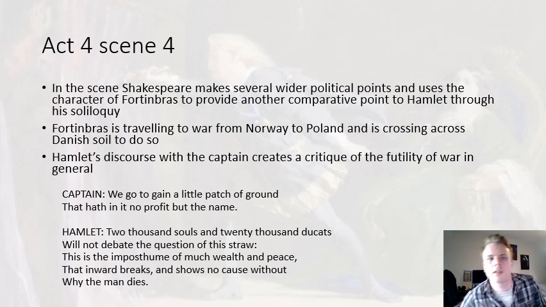Okay, so with Act 4, Scene 4, I'm just going to walk you through this one a little bit more, and point out some main bits from the soliloquy. It's actually quite a political scene in many ways. Fortinbras provides another comparative point to Hamlet. He is depicted as a strong leader, somebody that Hamlet aspires to be like. Here we see Hamlet on his way to England. We see him coming across Fortinbras as he's travelling to war from Norway to Poland, and he's having to cross Danish soil to do so.